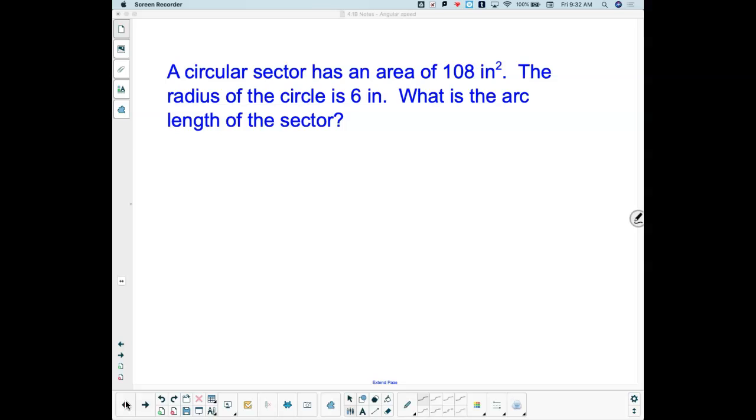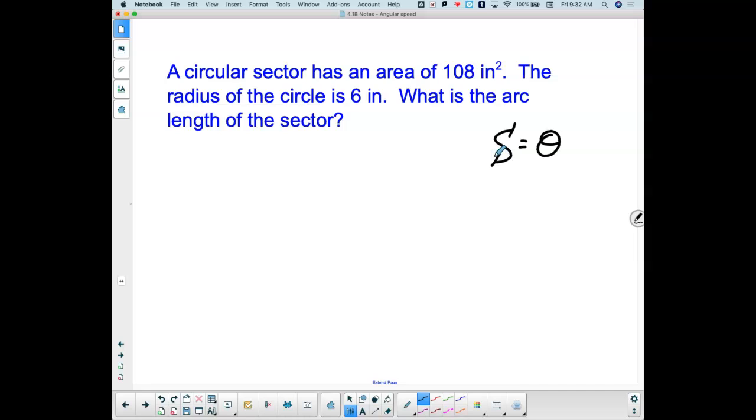S equals R theta. Do I have theta? No. Do I have r? Yes. So I've got r, I need theta. How can I get theta out of the information that I have?